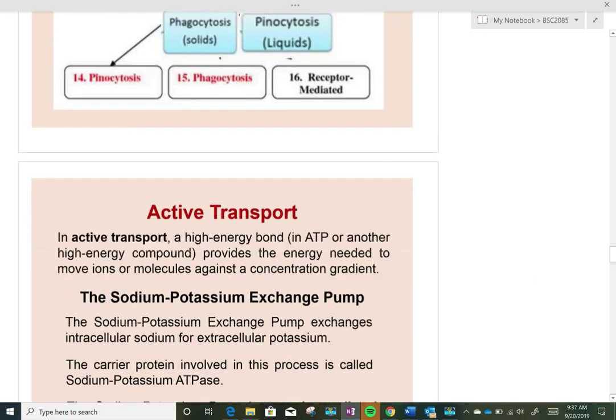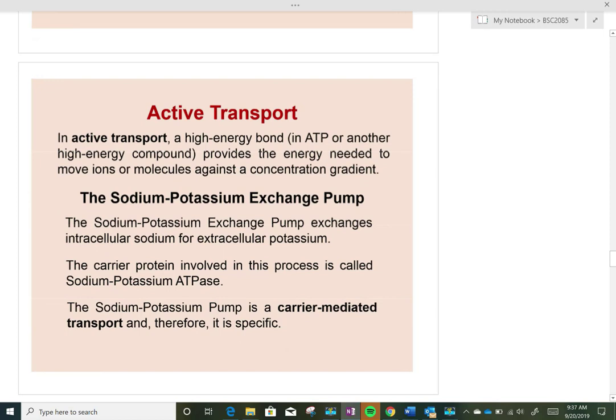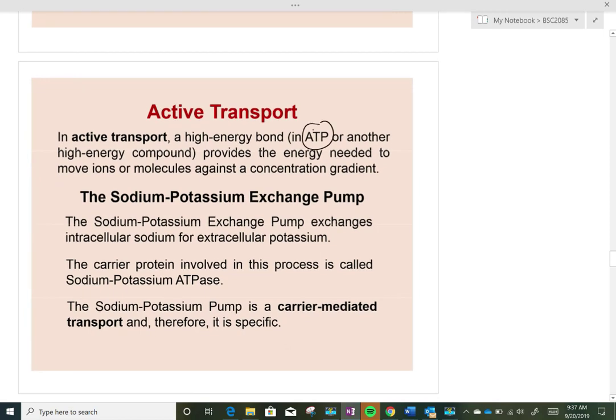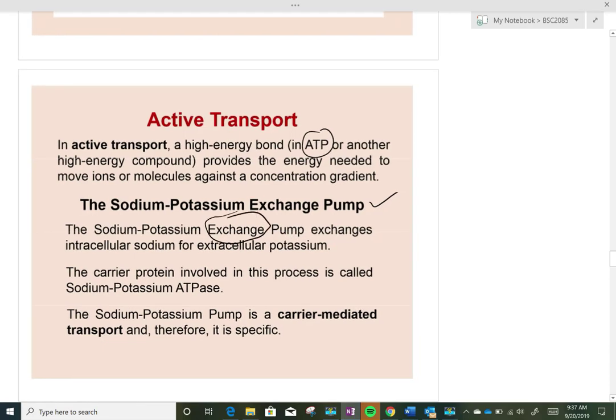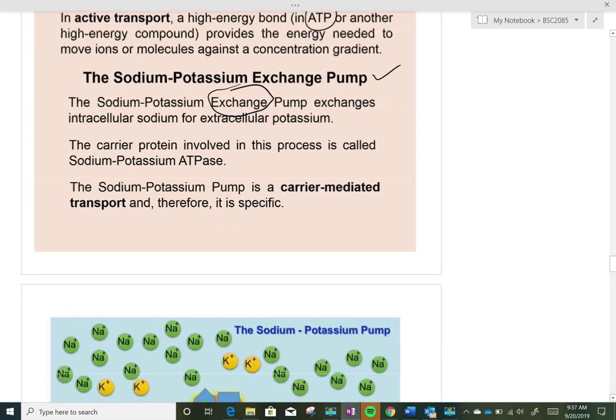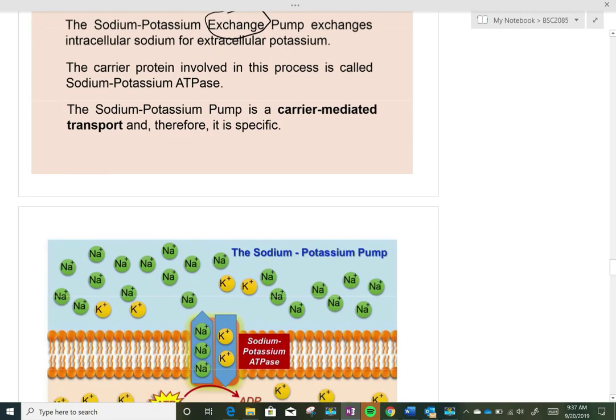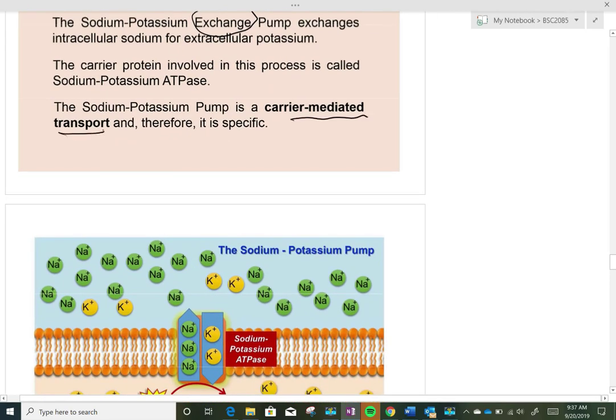Active transport, let's go over it again. So active transport requires what? ATP. What is the main one? Sodium potassium pump. Okay, the sodium potassium exchange pump, if you see that word, is the same sodium potassium pump. Okay, it is an exchange pump. Why? Because it's exchanging sodium for potassium. That uses a carrier protein, right? And of course it is carrier-mediated transport. Why? Because it requires a protein to carry things across the membrane. Okay.